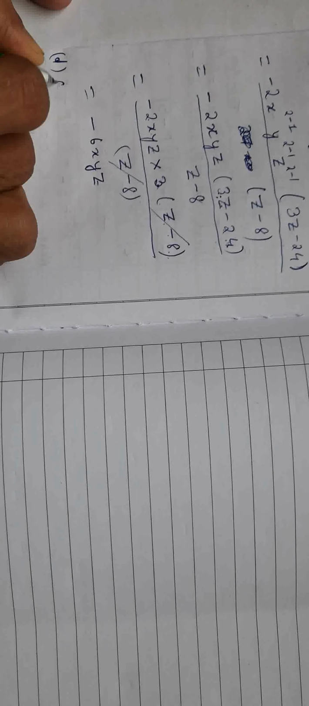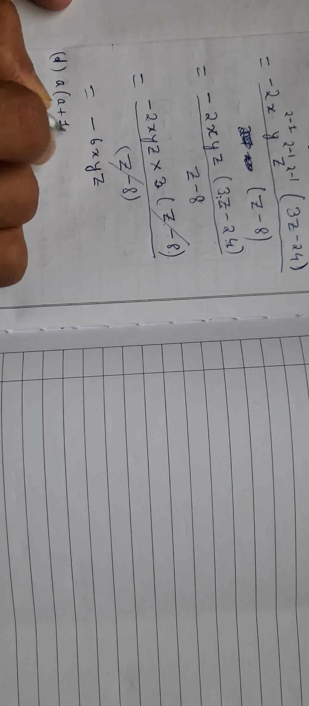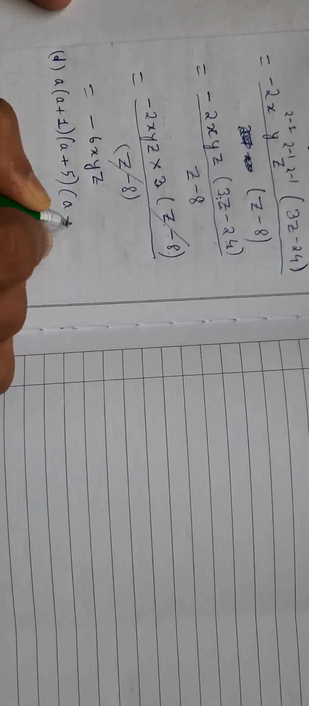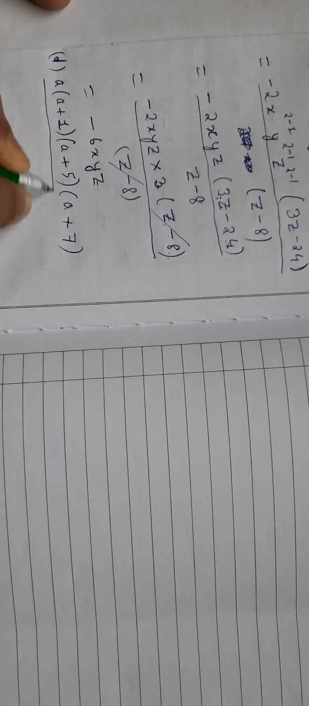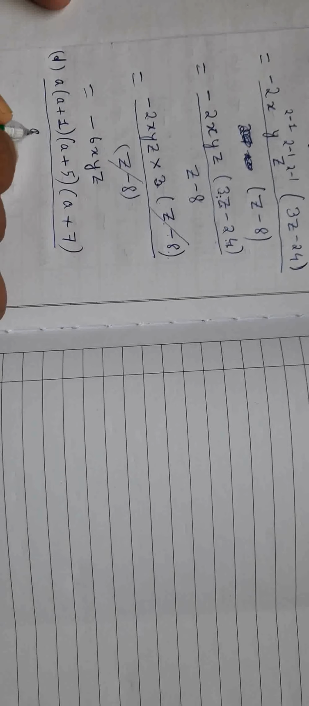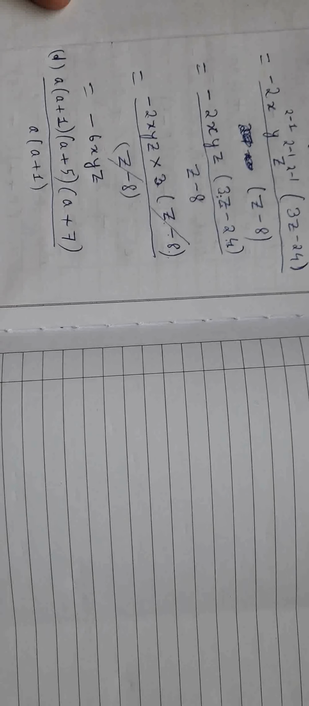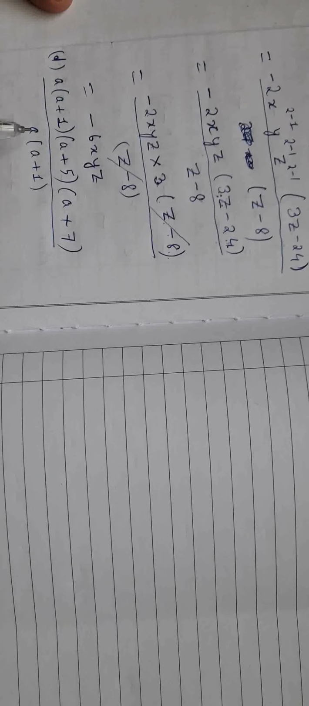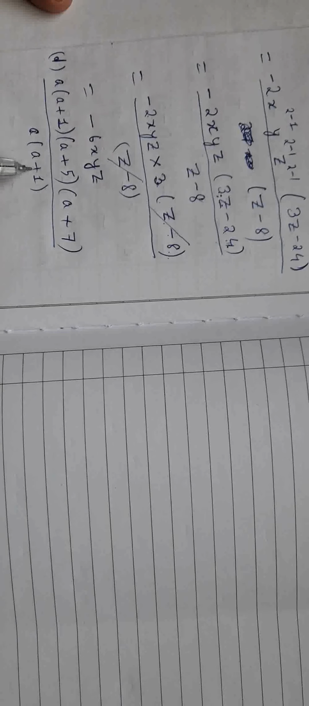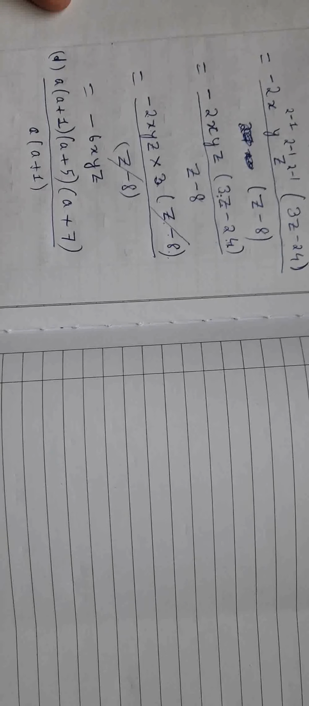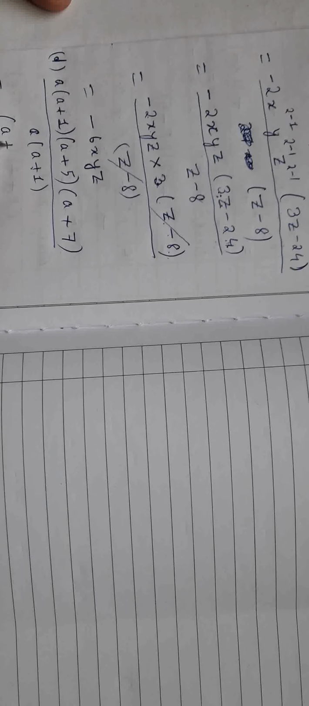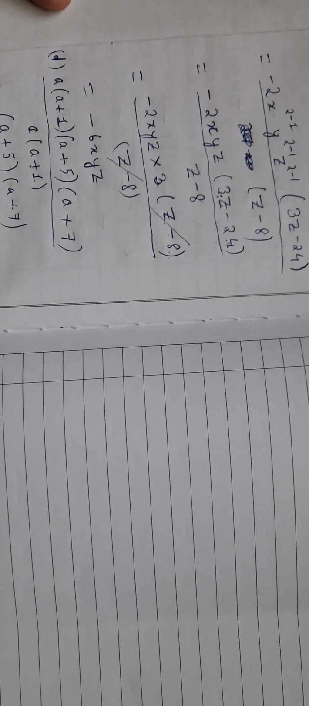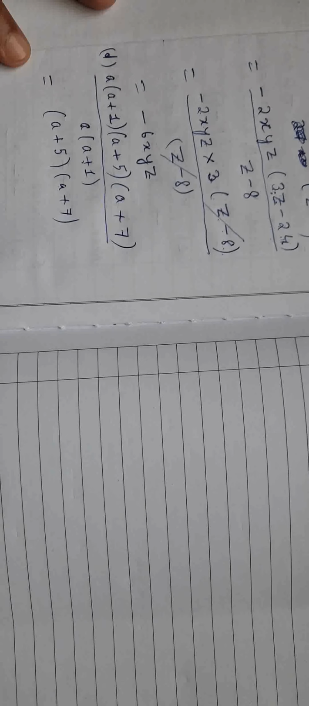Fourth question is a plus 1, a plus 5, a plus 7, whole thing divided by a into a plus 1. So here a and a will be cancelled, a plus 1 and a plus 1 will be cancelled, so we are left with a plus 5 then a plus 7.